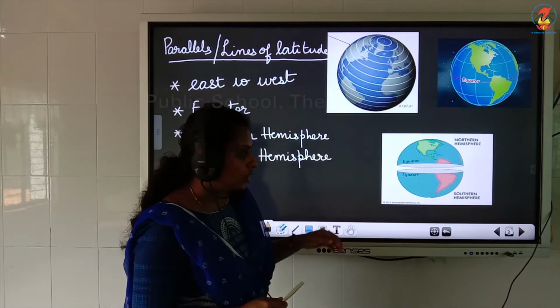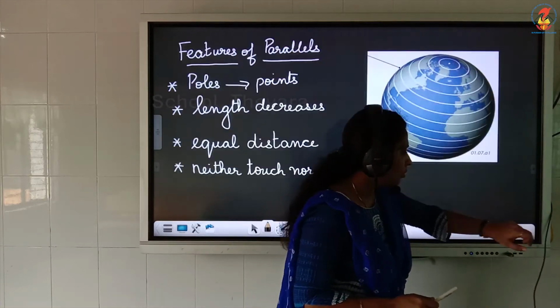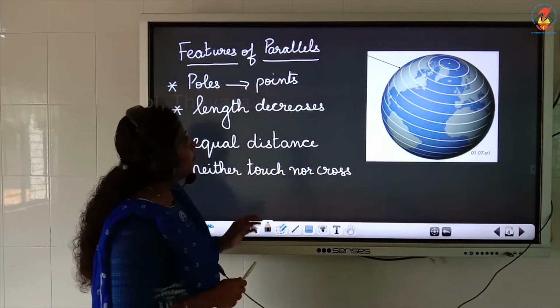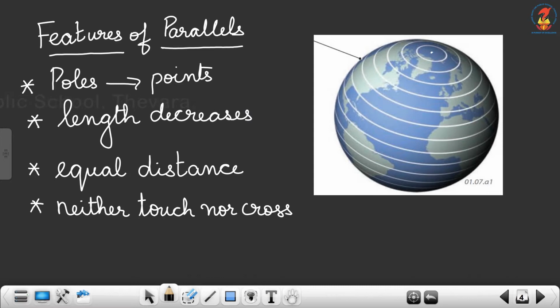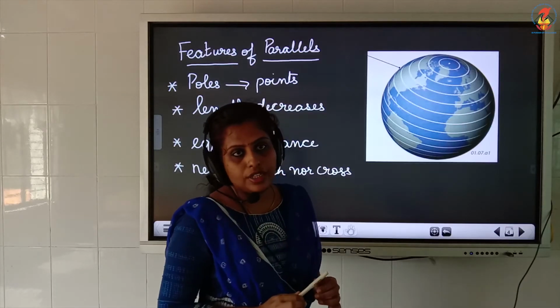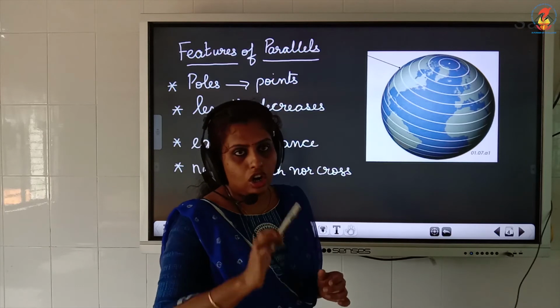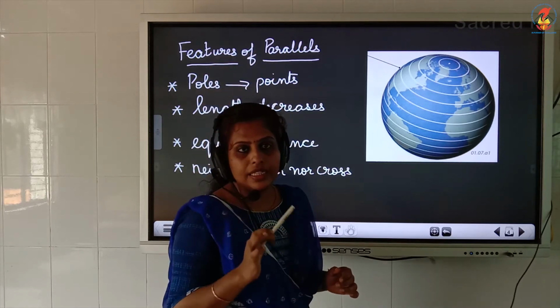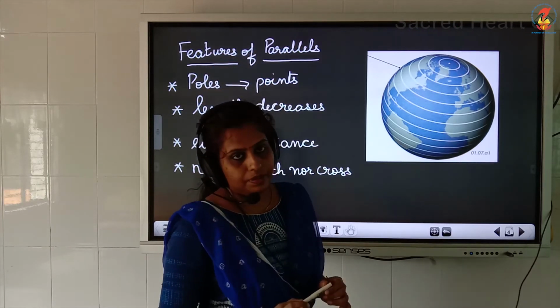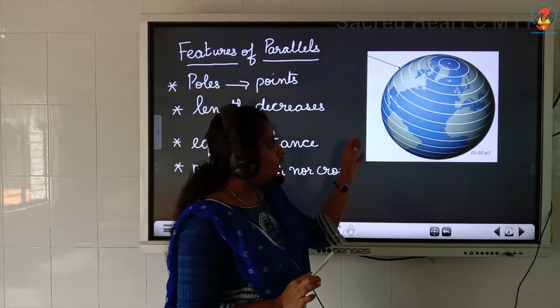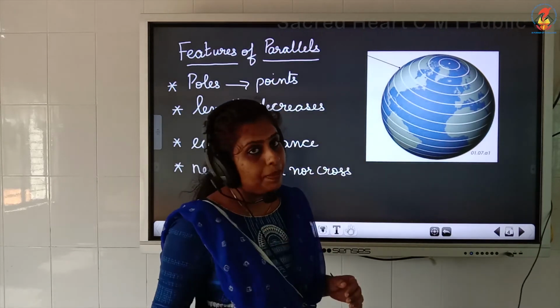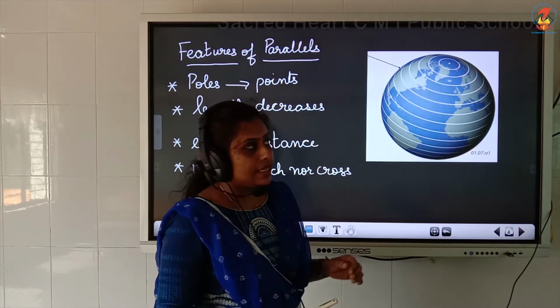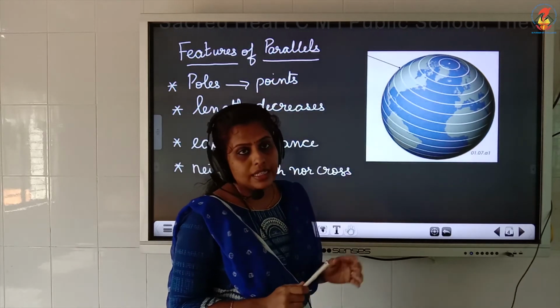Now let's move on to the next point. What are the important features of parallels? As I said earlier, North Pole and South Pole, what are they? They are the endpoints of the axis. North Pole is on the top and the South Pole is at the bottom. All the parallels on the Earth's surface are complete circles, except the North Pole and the South Pole.